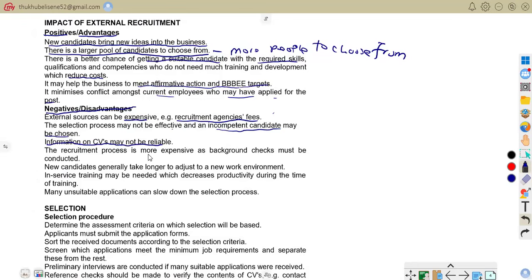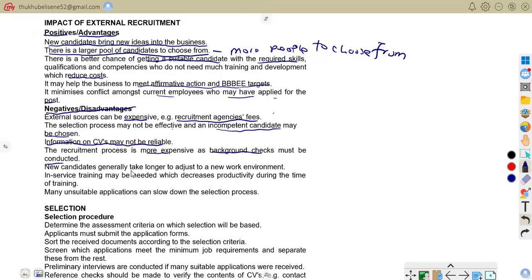The recruitment process is more expensive as background checks must be conducted. We're talking about a long process because you have to do screening and background checks. They take time. Example, a vacancy takes 3 months to fill because now you have to do background checks and stuff like that. So that consumes time, and they are even expensive.